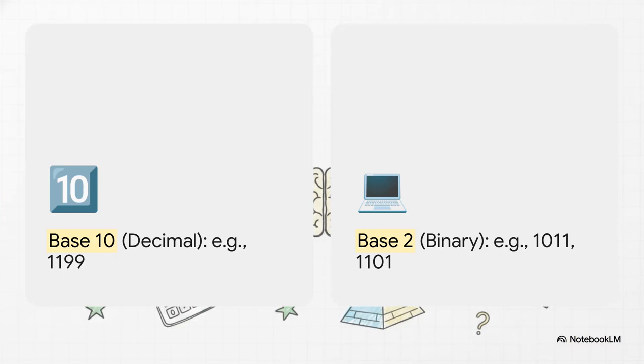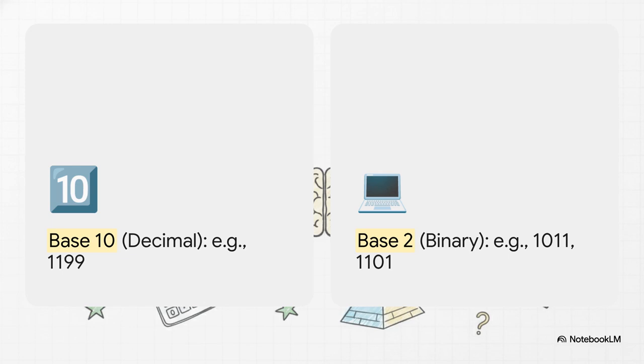Now, what's really fascinating here is how the exam actively tests your mental flexibility. It isn't just throwing basic addition and subtraction at you. No, it challenges you to literally jump your brain between our everyday base 10 decimal system, dealing with normal numbers like 1199, and the computer language base 2 binary system, where numbers look entirely different, like 1011 and 1101. The key to acing these? Just realizing you're simply translating values between 2 different languages.